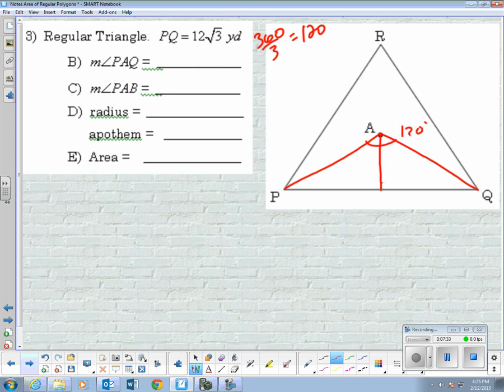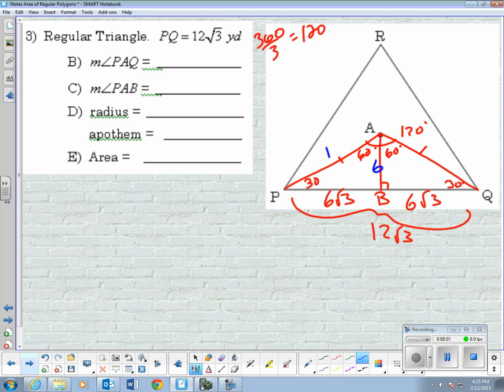Remember, we put the apothem in here. Okay, and so remember that would bisect this to make this 60 and 60, and this is 30 and this is 30. All right, it told me that P to Q was 12 square root of 3. Remember, this is like an isosceles triangle, so it bisects that, so that's 6 square root of 3 here, 6 square root of 3 here. Let's go ahead and fill in the rest of the information. This is a 60-degree side, which means that the apothem will be 6 and that the radius will be 12.